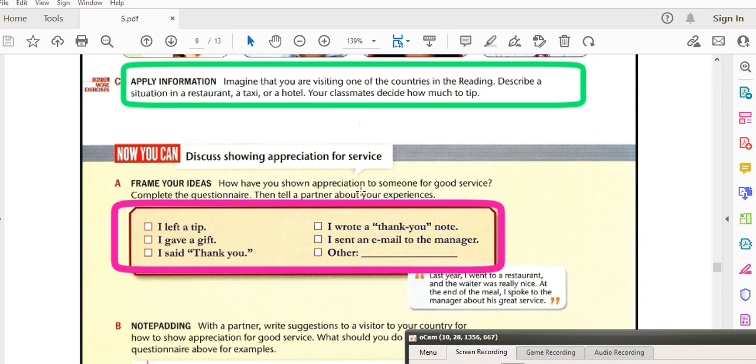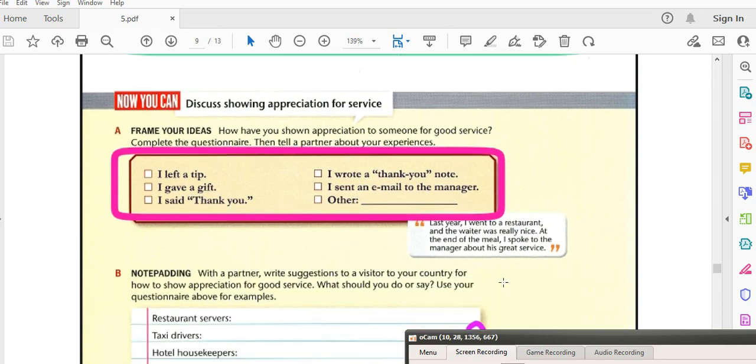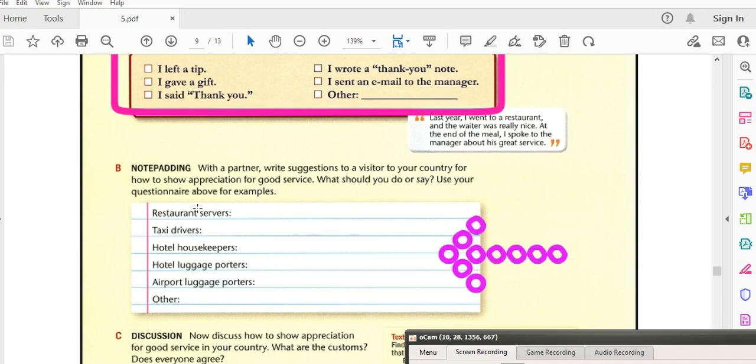How have you shown appreciation to someone for good service? For example, someone has given good service. You want to say thank you. How would you do that? You left a tip, gave a gift, said thank you, or wrote a thank you note. Send an email, anything else, write it here. You see, in this part there is an example. Last year I went to a restaurant and the waiter was really nice. At the end of the meal I spoke to the manager about his great service. Complete this part, take a photo and send it.